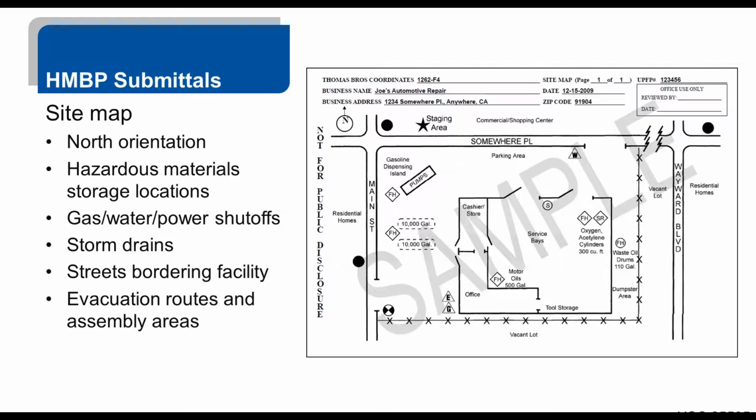So these are some of the general elements that go into a map, and keeping in mind the intention of the map and the program itself is to facilitate emergency response. That's really the main intention here of the HMBP, as well as communicating the information to the communities. It is intended to communicate the information to emergency responders and those involved in any sort of response action.